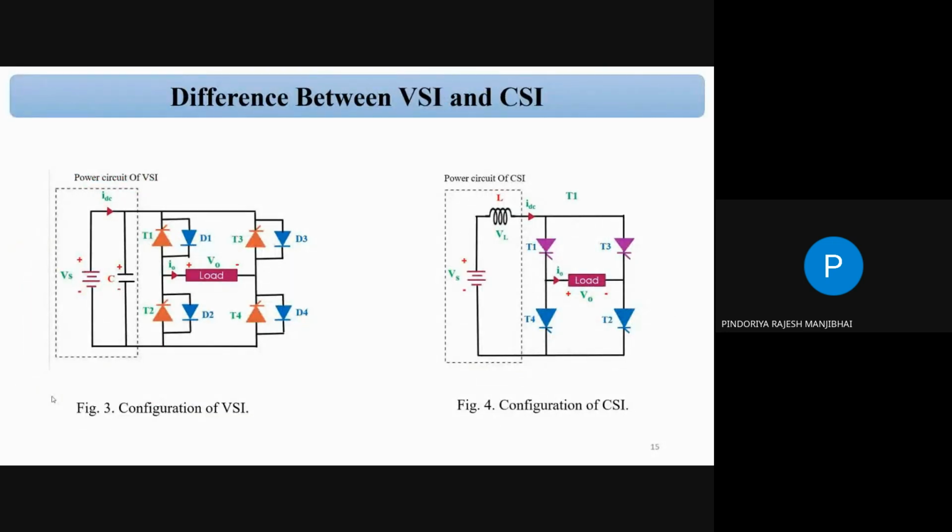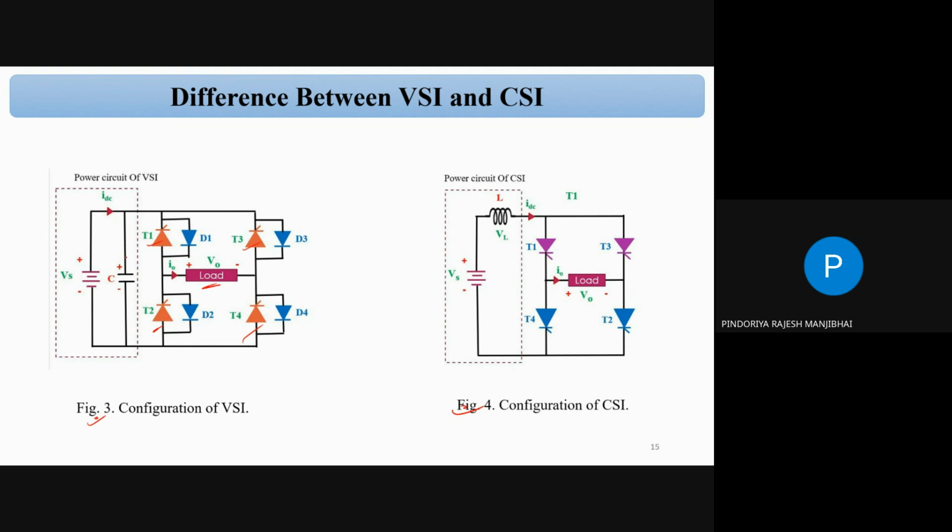Yes, so you can see this is a configuration of the VSI and CSI. Figure number 3 and figure number 4. In figure number 3, that is a configuration of VSI. We have a bridge, okay? Like an H bridge. So thyristor 1, thyristor 3, thyristor 4, and thyristor 2. And we can connect our load here. The load may be a motor, or any kind of load.